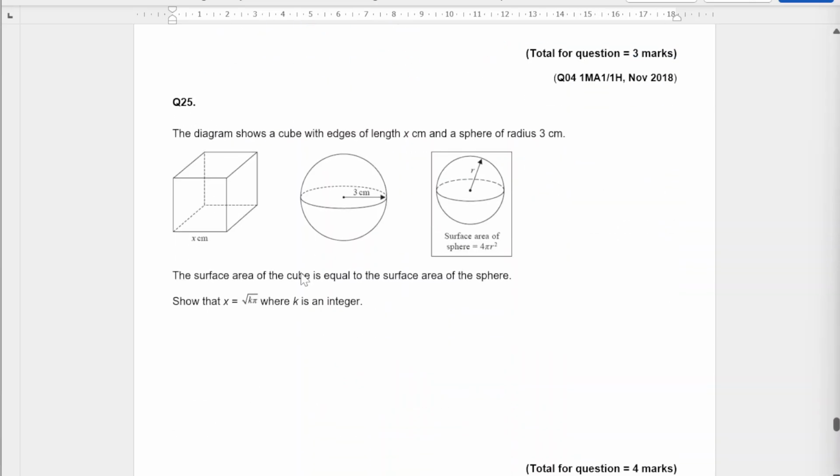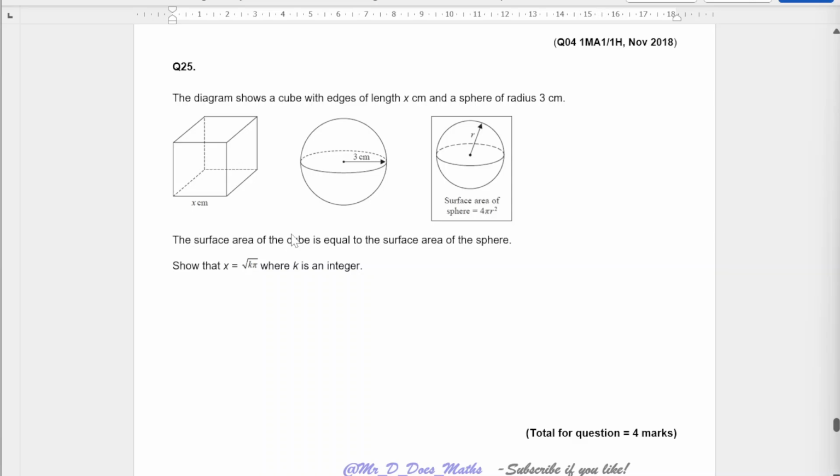Okay then, question 25. The diagram shows the cube with edges of x centimeters and a sphere with a radius of 3 centimeters. The surface area of the cube is equal to the surface area of the sphere. Show that x is equal to root k pi, where k is an integer. Okay, so the surface area of the sphere and the surface area of the cube are equal, so we'll jump straight to it.